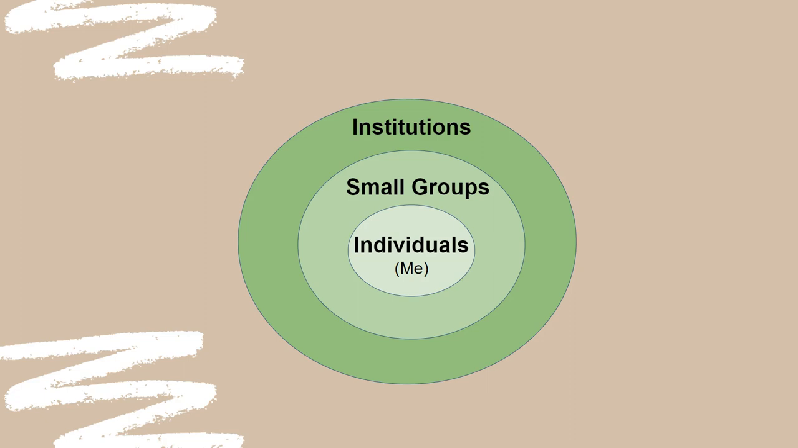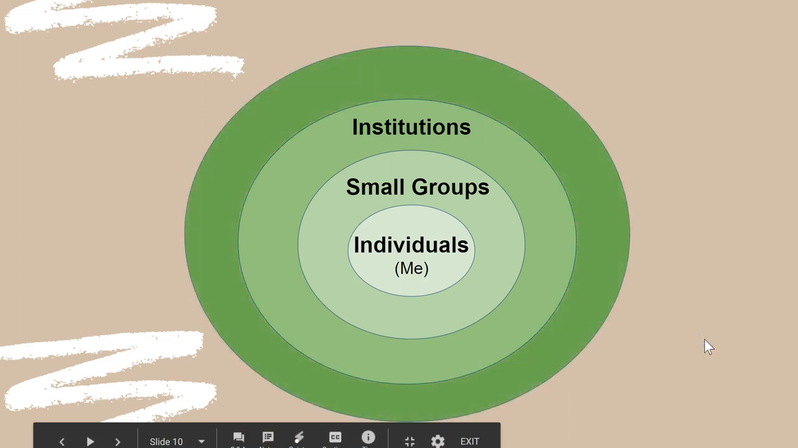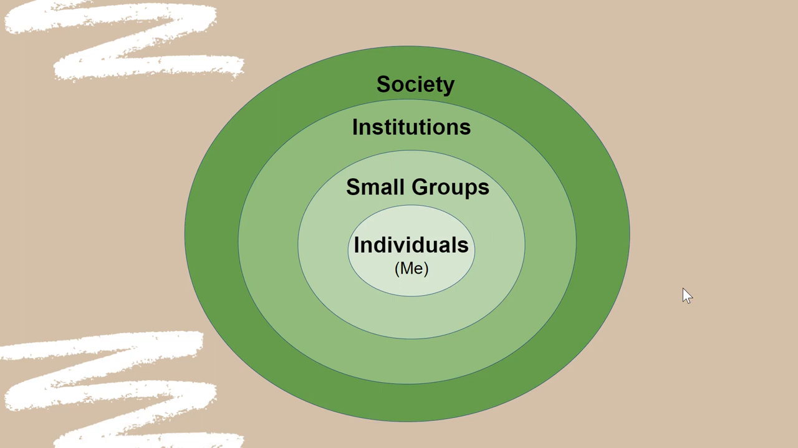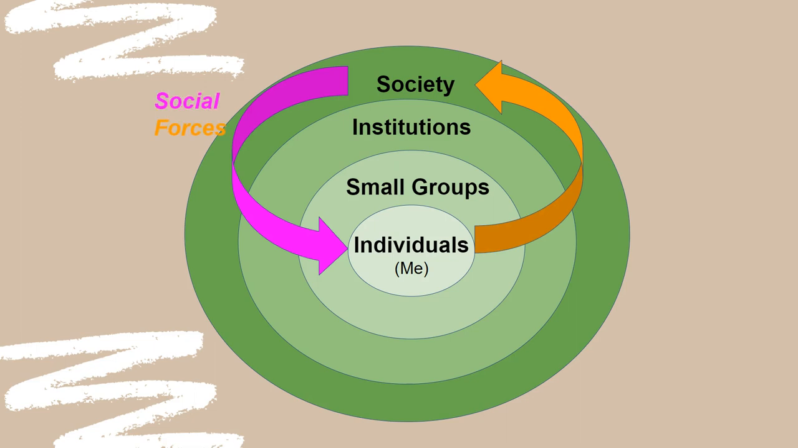And the largest group membership that we all belong to is society, which is made up of all these sub-levels of group membership, from individuals to small groups to institutions. And across all these levels, we are connected to each other through social forces. So social forces are human-created forces that influence, pressure, or force individuals to behave, to think, and to interact with each other in certain ways. Some of these social forces might include, for example, technology, or religion, or laws.